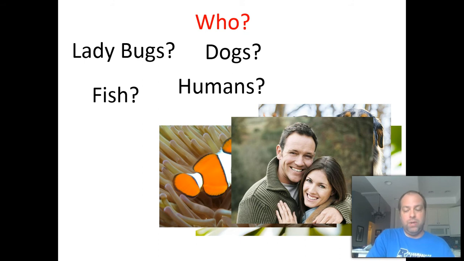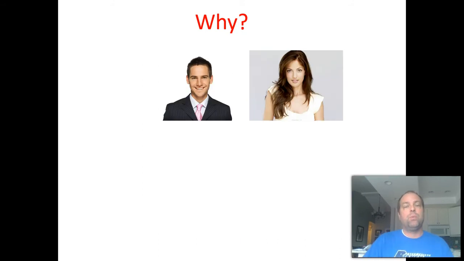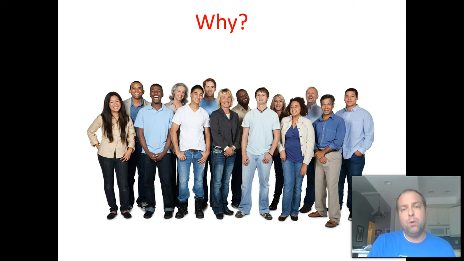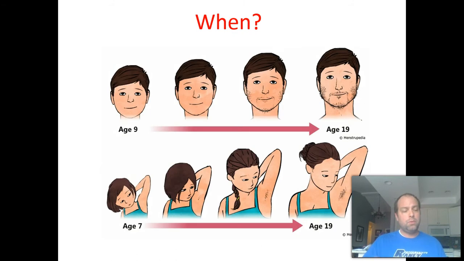Now, why do we go through sexual reproduction? The reason why we go through sexual reproduction is to populate, to produce more of our species. If no human went through sexual reproduction, there would be no humans left after a while. So sexual reproduction is done to produce more humans.